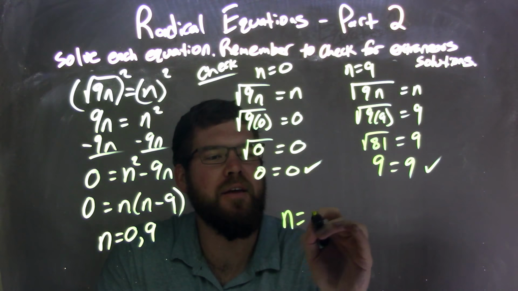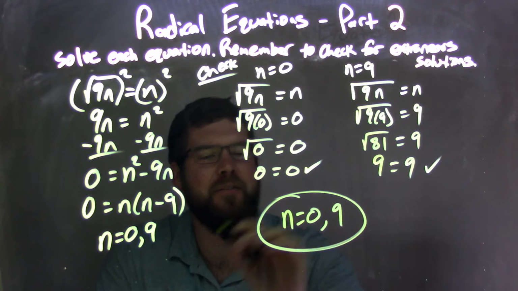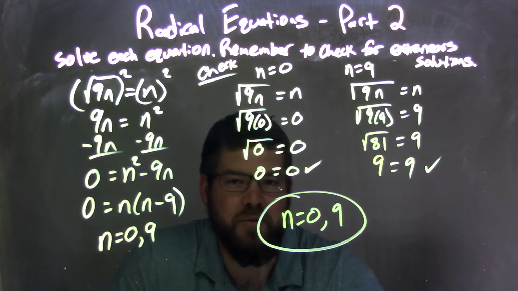So we have n equals 0 and 9. And that, folks, are our two answers.